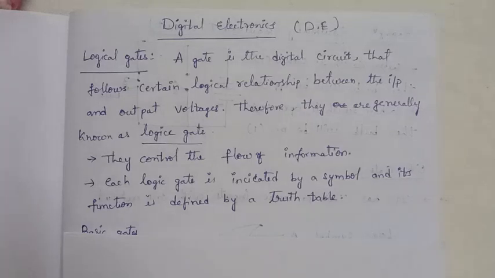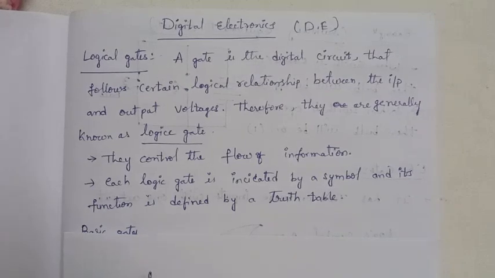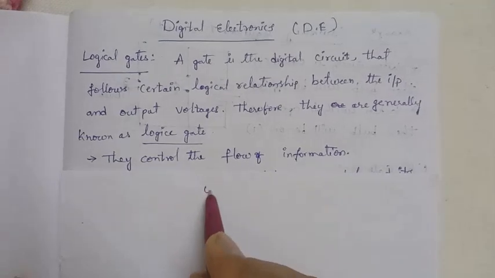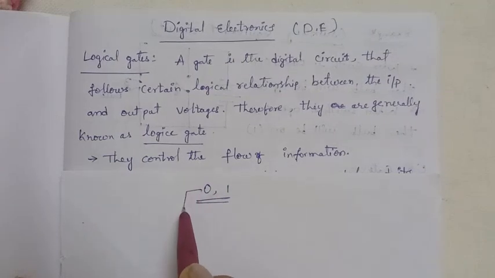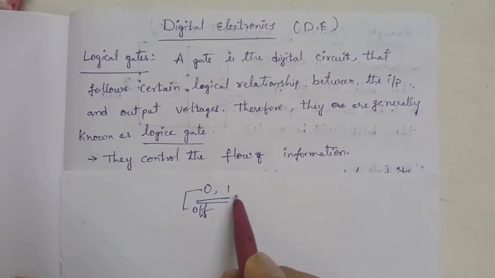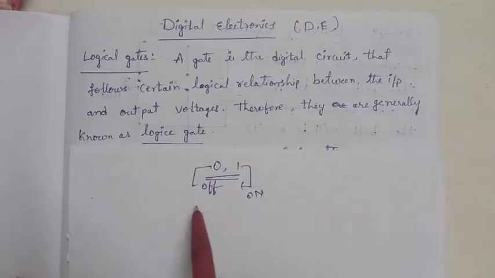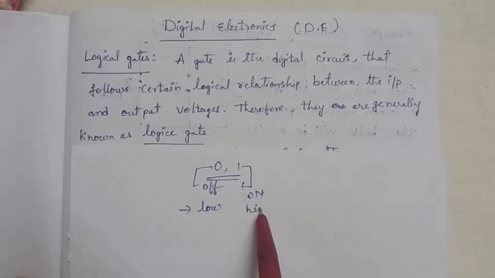So today our topic is digital electronics. In digital electronics, we use only two terms, 0 and 1. 0 means off and 1 means on. Otherwise, 0 means low and 1 means high.